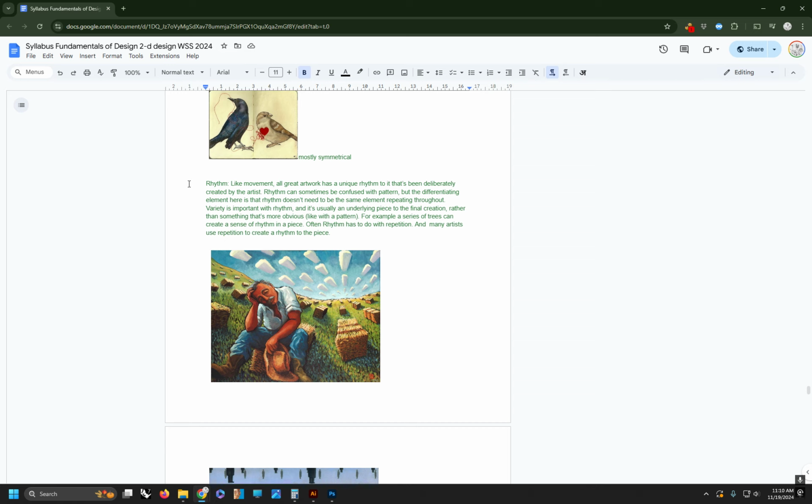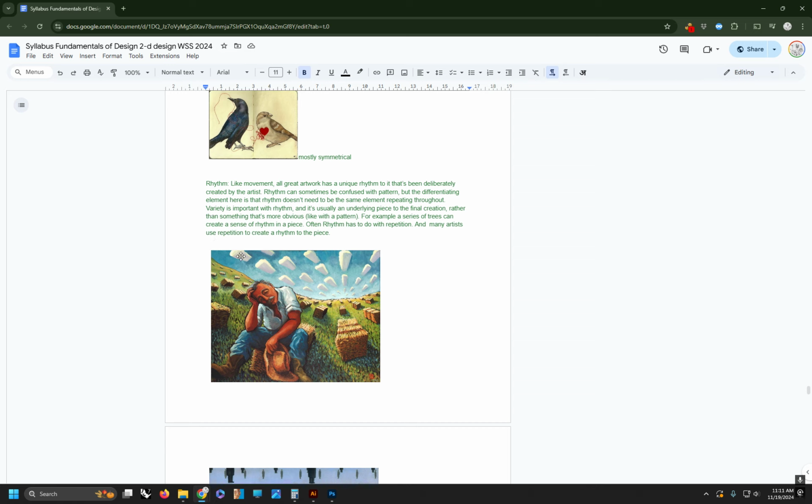So let's talk about pattern. Pattern is something that's carried out across the page sometimes, often repetitively at the same interval or at a staggered interval. But repetition and rhythm can be created by an element that's repeated but has a directional sense to it.